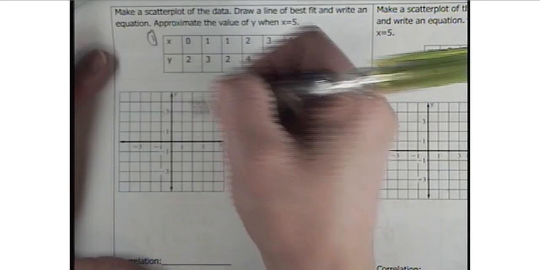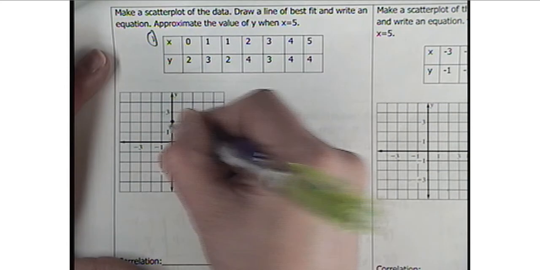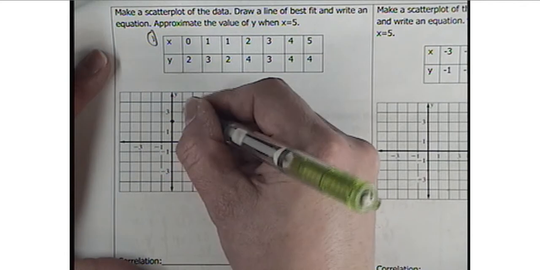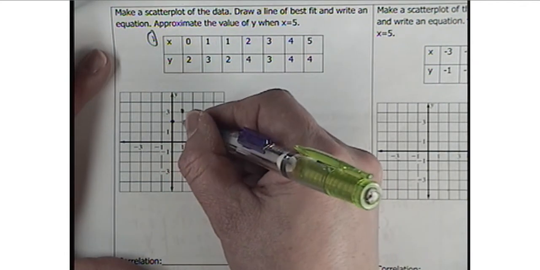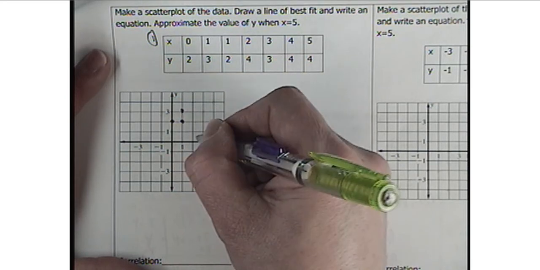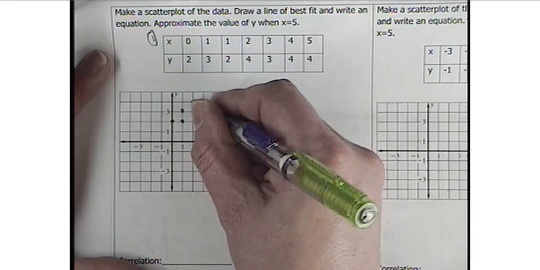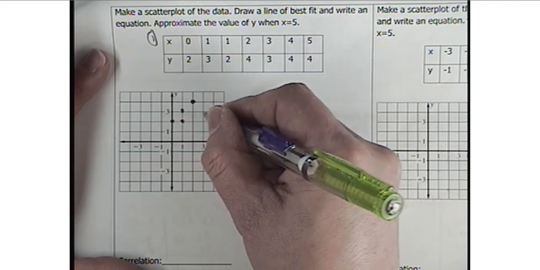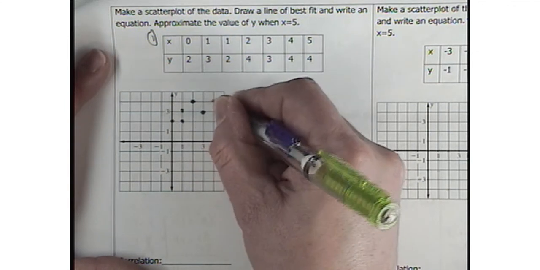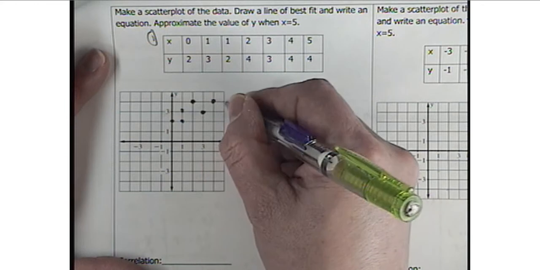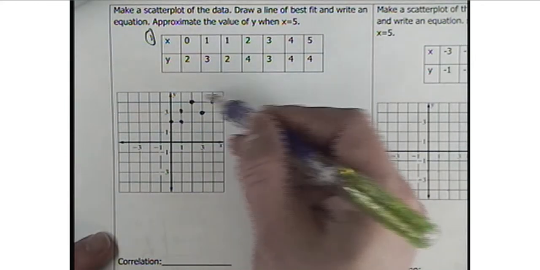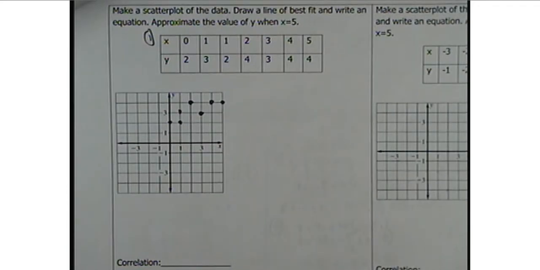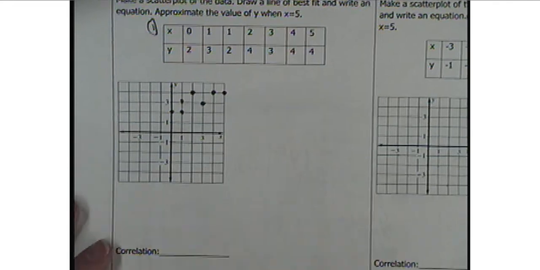So x 0, 2 for y, that will be the first one. X is 1, y 3, this will be my second one. Then I have 1 and 2, another one. 2 for x and 4 for y over here. 3 and 3, 4 and 4, 5 and 4. Alright, so looks like my correlation goes around this part. I would say that it's a positive correlation, it goes up.